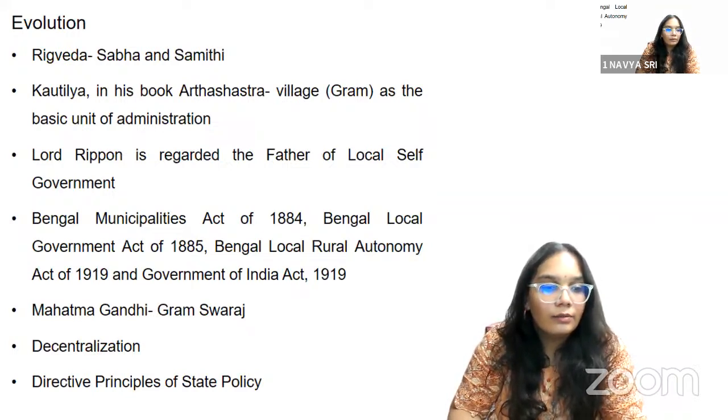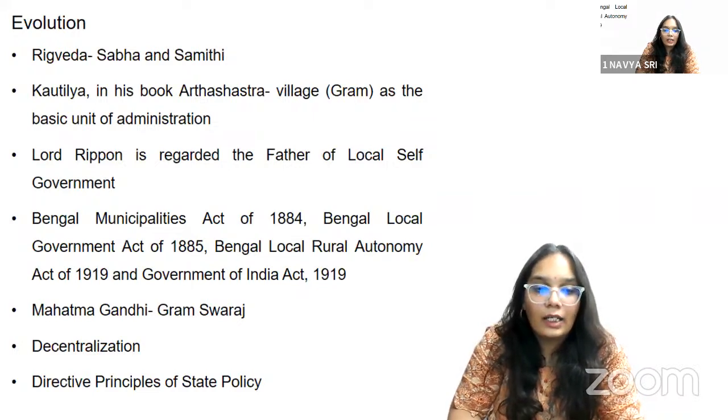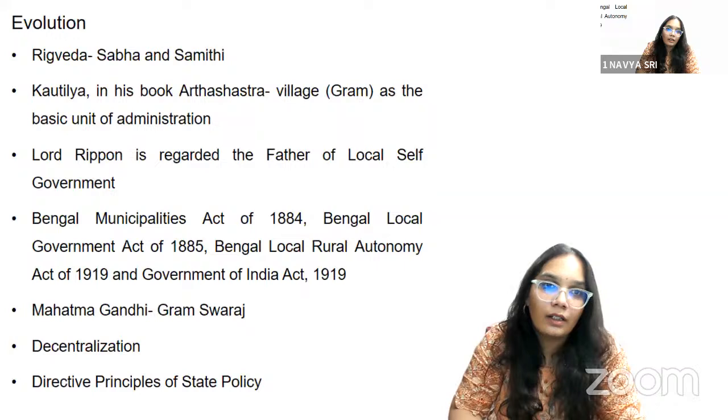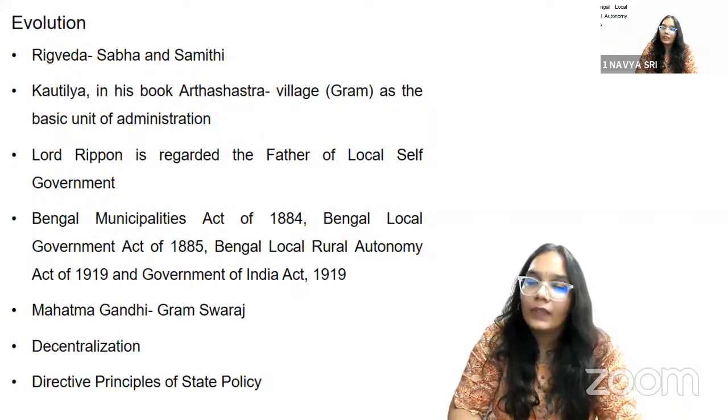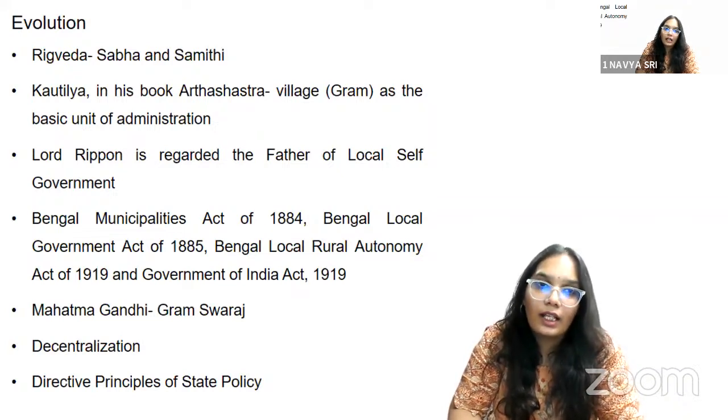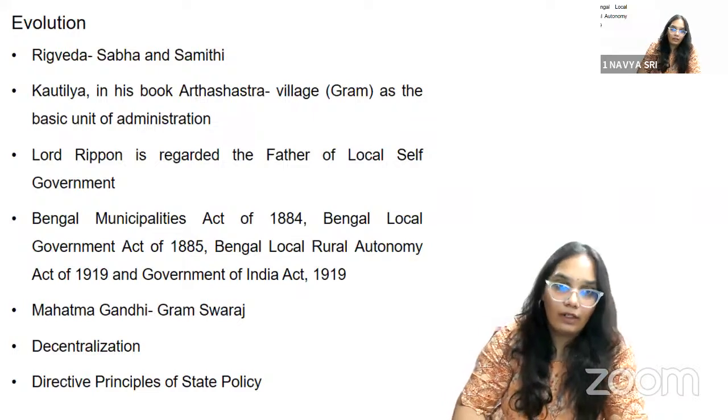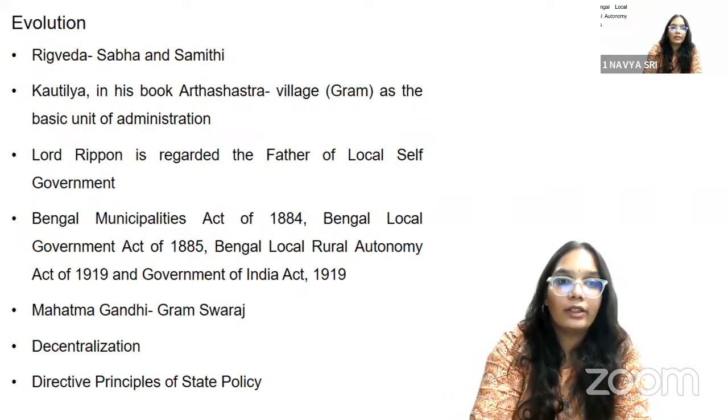Then this decentralization and Mahatma Gandhi's Gram Swaraj can be seen in the DPSPs. DPSPs are the Directive Principles of State Policy, where the Gandhian principles were included, like village panchayats shall be considered, and the handloom or khadi industries shall be developed, so they should go for deindustrialization of things.